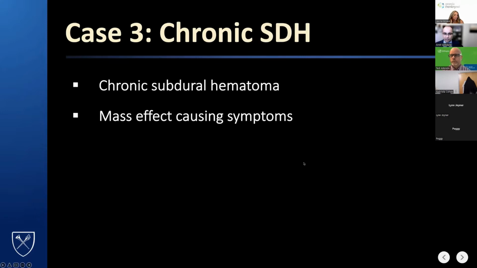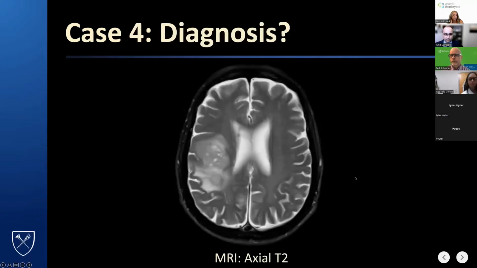All right, that was case 3. All right, we'll move to case 4, diagnosis on this axial T2 MRI sequence. We have intracranial mass. Any other thoughts before I move forward?